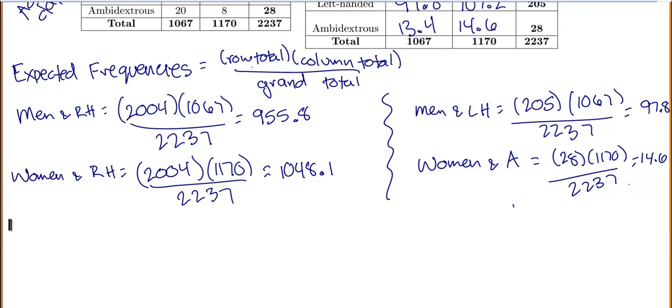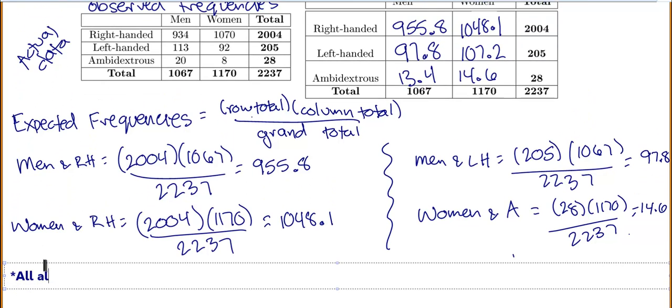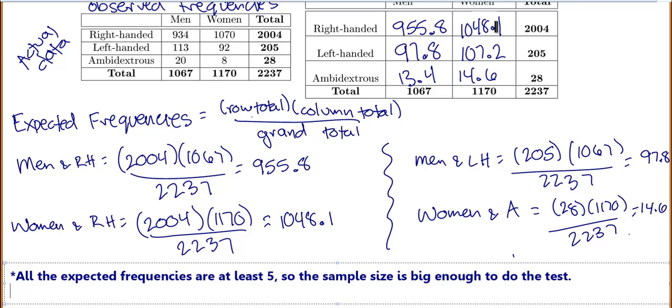Now let's go ahead and start on our actual test. First, notice that all the expected frequencies, so 955, 97, 13, 14, 107, 1048, are at least 5. So the sample size is big enough to do the test. You should always go ahead and check that.